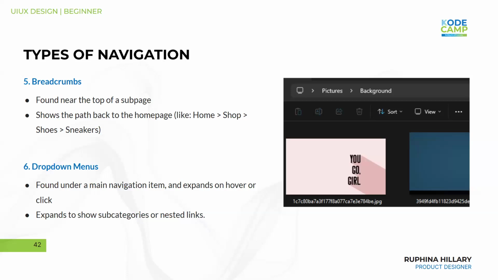So now a breadcrumb is simply a text or an indicator that tells me that I'm currently viewing this shoe. But before I got here, I was at the shop page, and before that, I was at the home page. So it easily lets me decide that okay, I'm done here, let me go back to the home page.